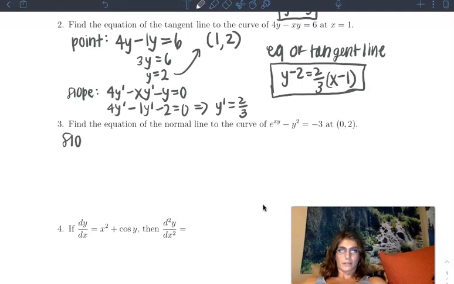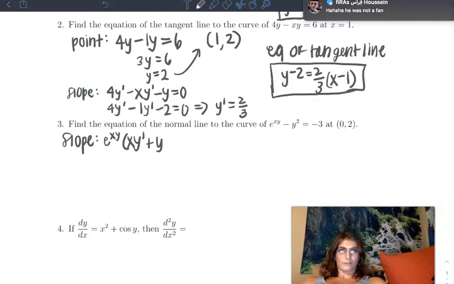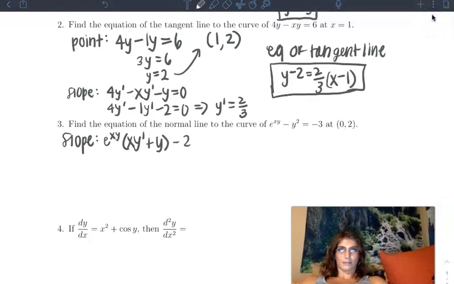Alright, so problem 3 is about the normal line to the curve. So again, you need to find the slope. But it's basically the same problem as problem 2, but instead you're finding the perpendicular line to the tangent line. So you're going to use the opposite reciprocal of that slope. Again, you need to be careful with your y primes, and remember the chain rule and the product rule with the derivative of e to the xy.